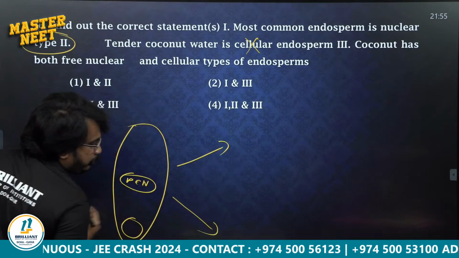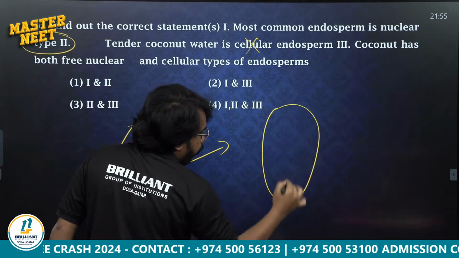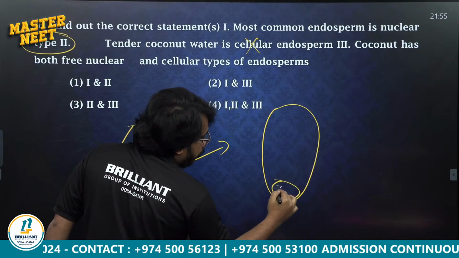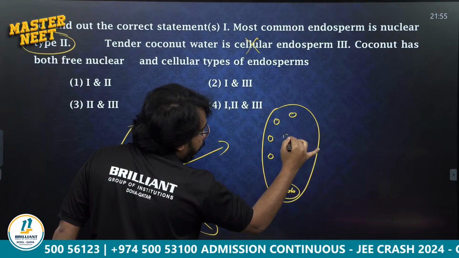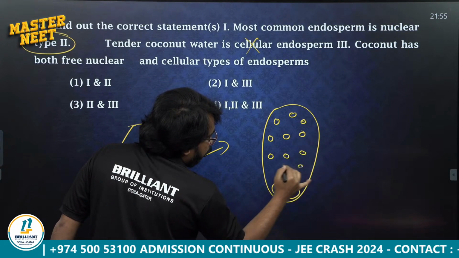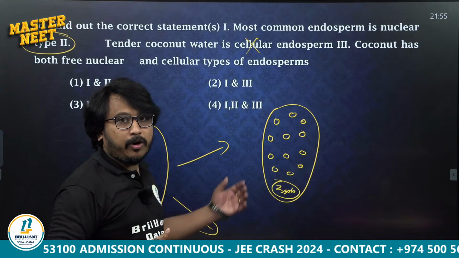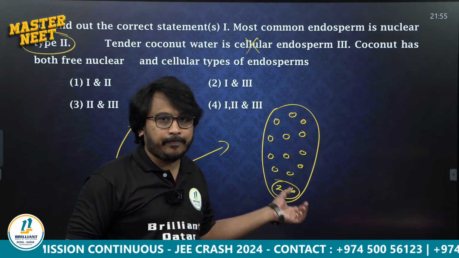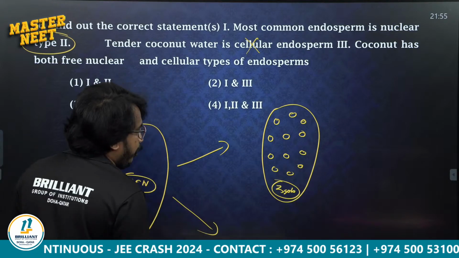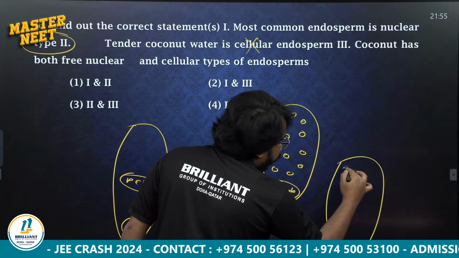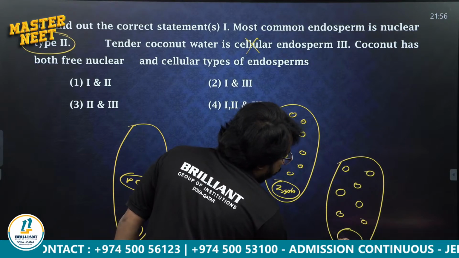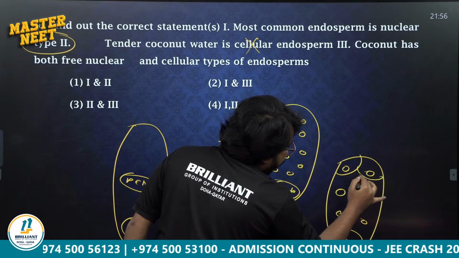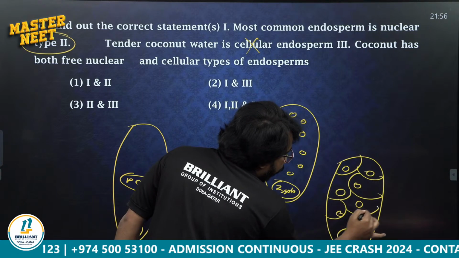Two types of endosperm can be formed. Either you can see after the zygote formation, the zygote is here. Primary endosperm nucleus will undergo free nuclear division like this. This is actually called free nuclear endosperm. Example of free nuclear endosperm is what? The coconut milk fluid. Second, you can see after this free nuclear division, around each nucleus, if the cell cytoplasm is dividing, like this it is happening, that is actually cellular endosperm.